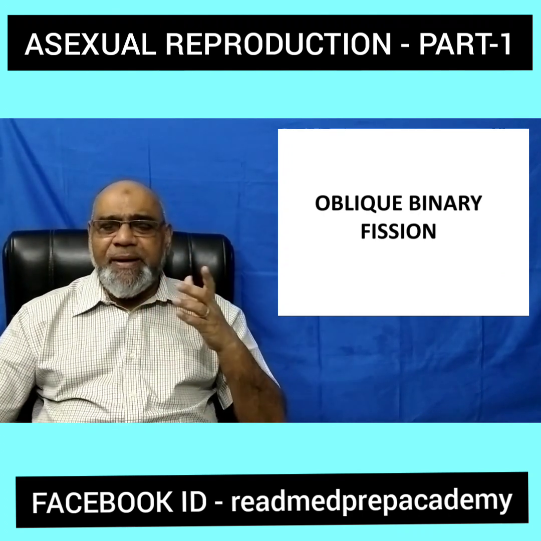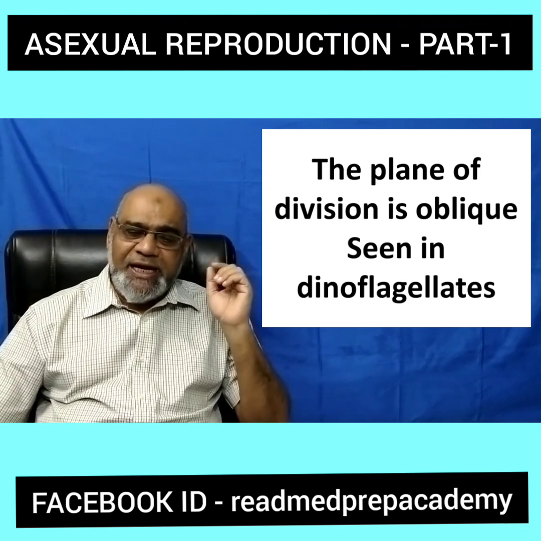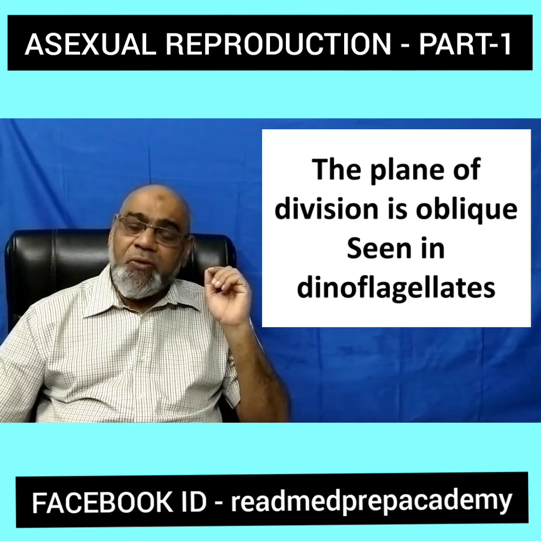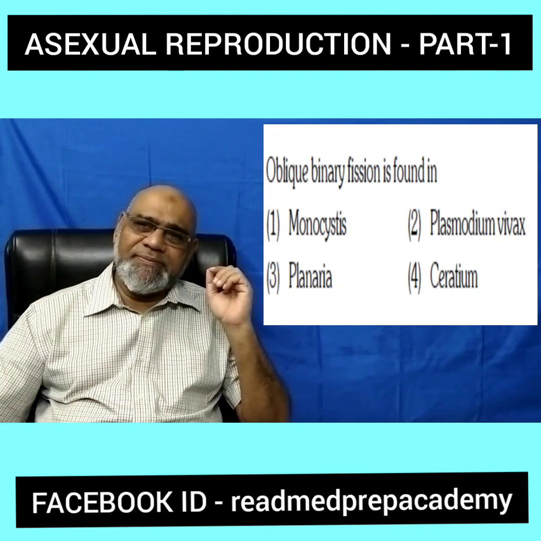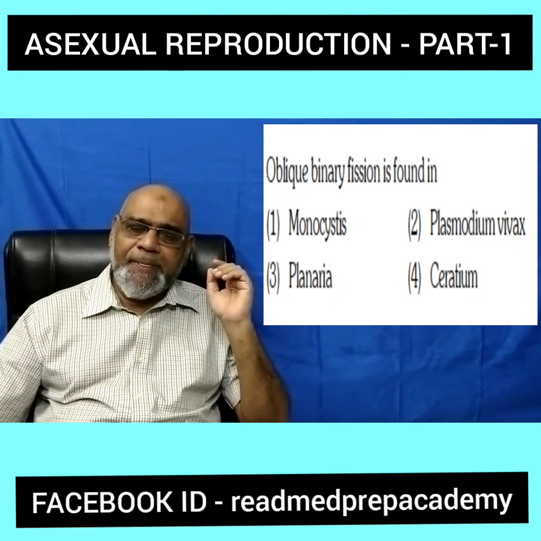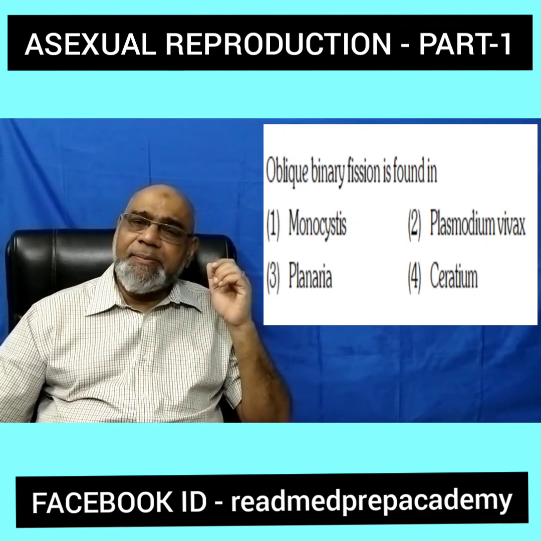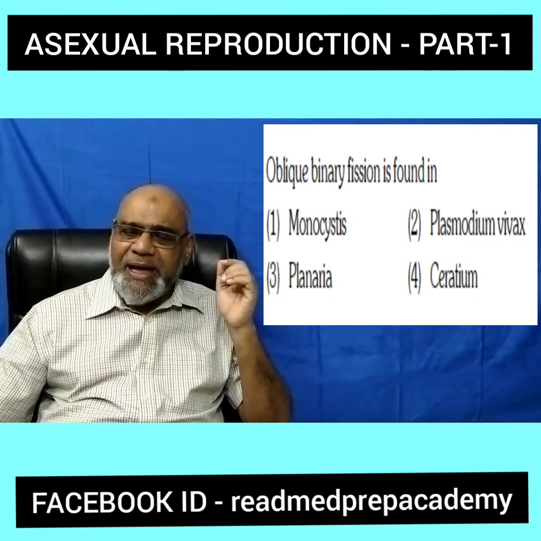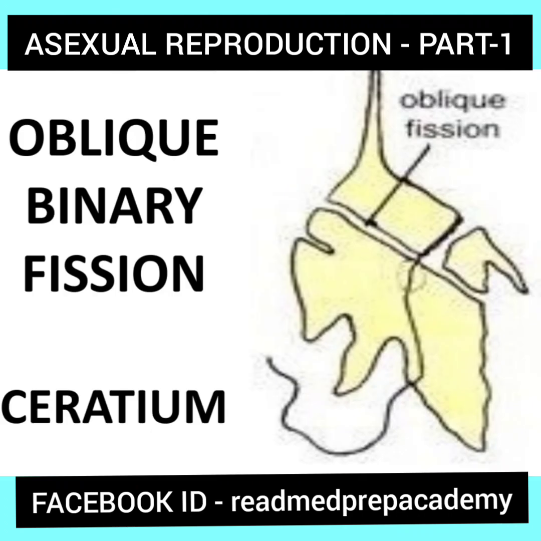What is oblique binary fission? This is seen in dinoflagellates, where the division of the cell is in an oblique form. The axis of division is oblique. This is seen in Monocystis, Plasmodium vivax, the malarial parasite, planaria, and Serratia.